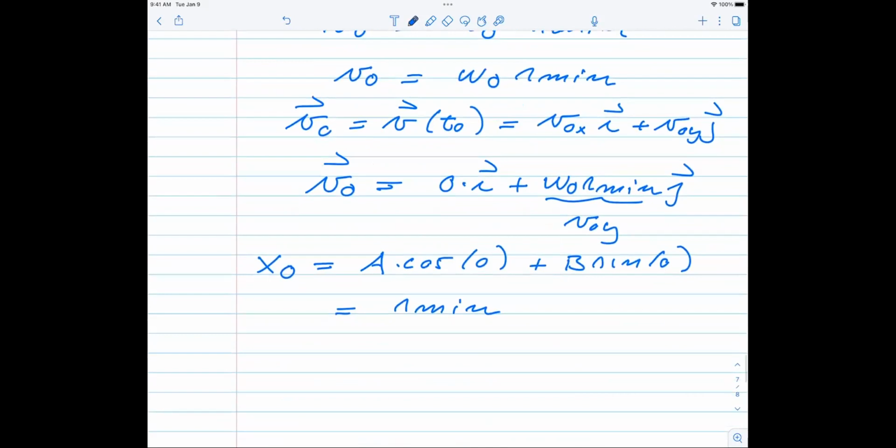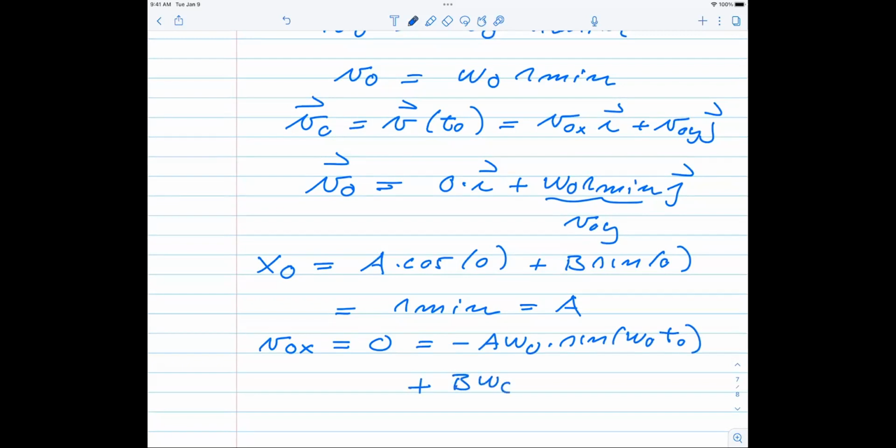So that means that a is equal to this r min. What we also know is that v0 in the x direction is something which we put to 0. And that's the derivative of this quantity. So that should be equal to minus a times omega 0 multiplied with sine of omega 0 times t0. And then I have plus b times omega 0 multiplied with cosine of omega 0 of t0.